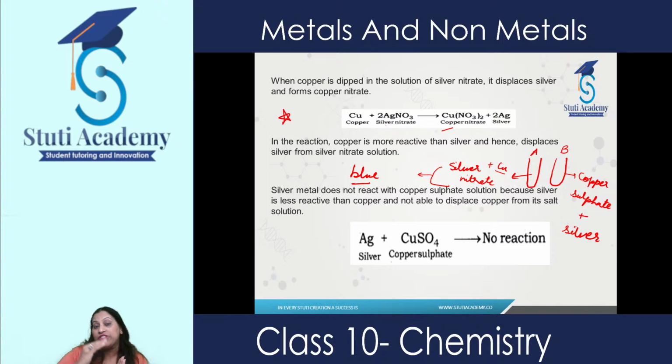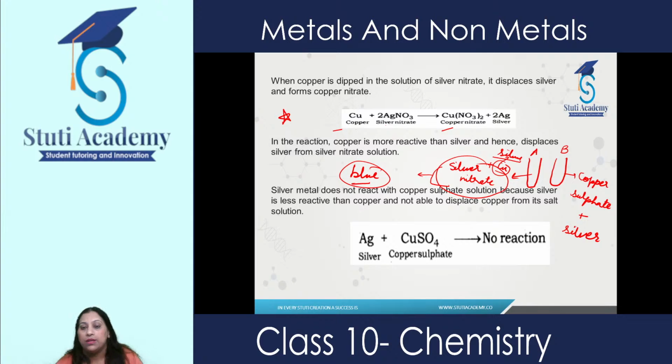The color of silver comes on this copper. It has some silver color over it. Okay. So the color of this silver nitrate turns blue. So this shows that copper can easily displace silver because earlier the color of silver nitrate was different and now it is blue in color due to the presence of this copper.